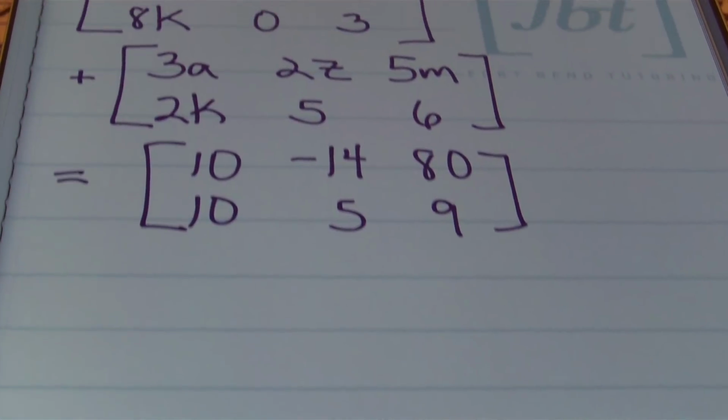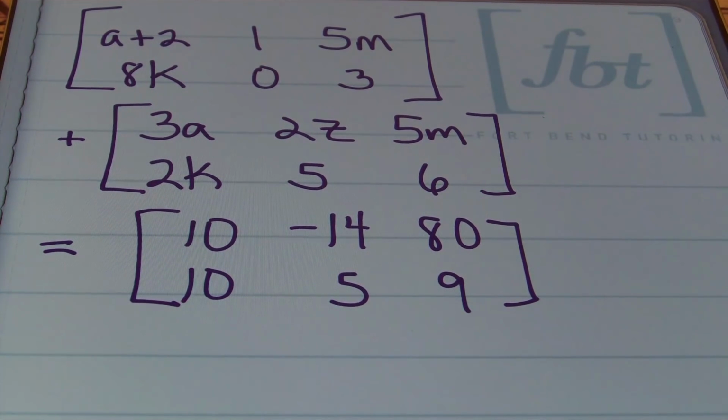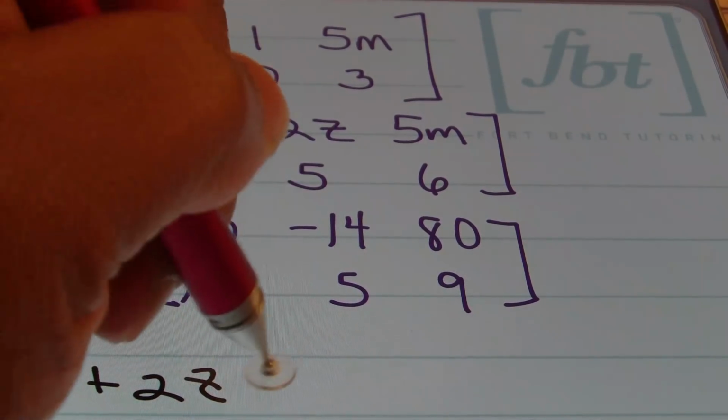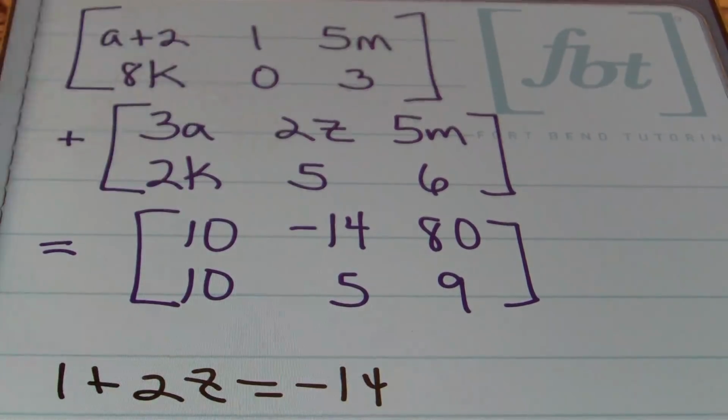Let's go ahead and solve for the variable z, right? So the variable z can be found right here. All right, so we need to put all our focus on all of the elements located in the first row and in the second column, because that's where you'll find your variable z. So the equation that will form from that is going to be 1 plus 2z, which equals negative 14.